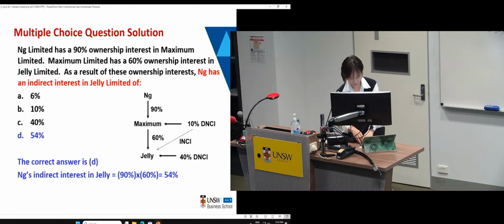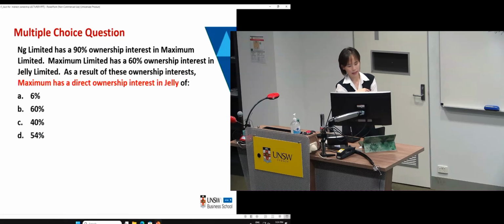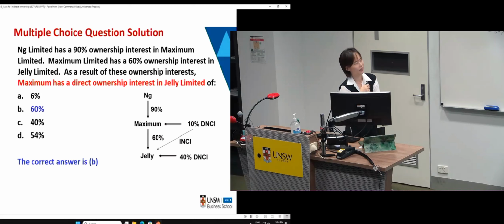All right, now let's look at the next one. Now, who is Maximum in the group? Maximum is a child company. And the question here asks for the child company's direct interest in the grandchild company. I think the answer is already there, right? You don't need to do any further calculation. The answer is 60%. Very good. So Maximum's direct interest in the grandchild company, Jelly Limited, is 60%.